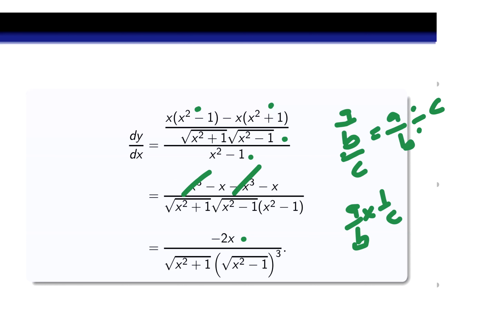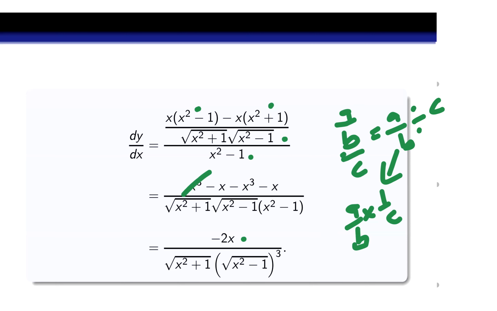Let me leave this the way it is. Then you have this canceling this, right? And you have minus x minus x, that's minus 2x all over all this. So, just to tidy things up, this is x squared minus 1 raised to power half. Because of this one now, raised to power half times 1, that's raised to power 3 over 2. So that's square root of x squared minus 1 raised to power 3. And then you have this here. So that's the result of that complicated looking stuff.